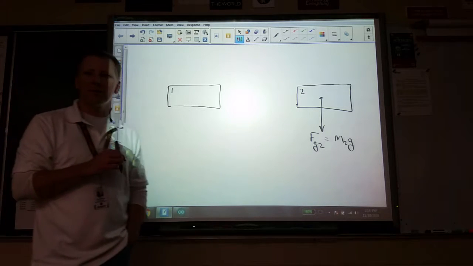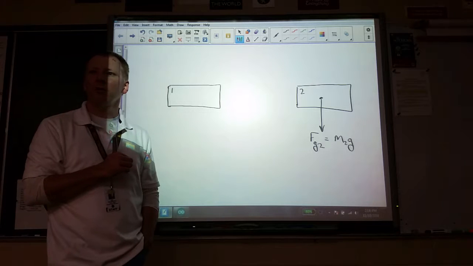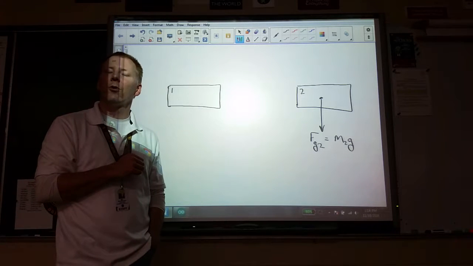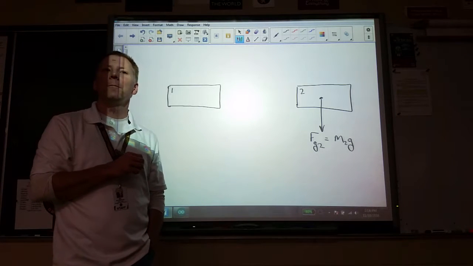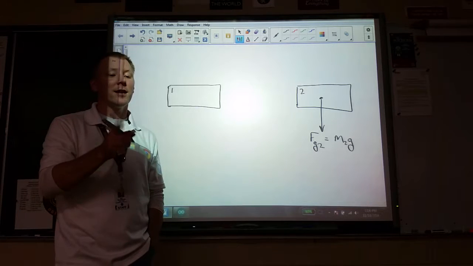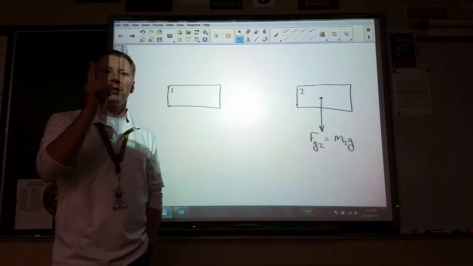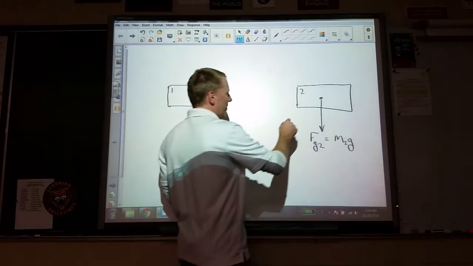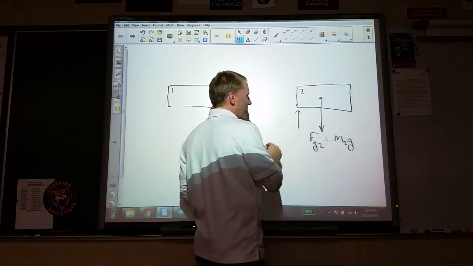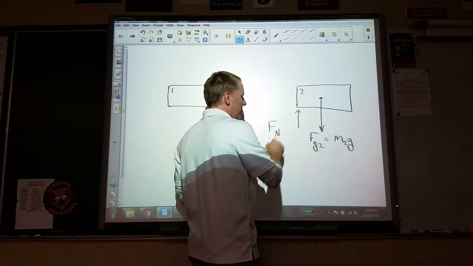Okay, what other forces are acting on book 2? Normal. Normal, why? Because it's sitting on that table. It's not sitting on the table though. Sitting on the other book. So the other book must be pushing up on it. Yep. Anytime you've got 2 surfaces together, you'll have a normal force, so an Fn.